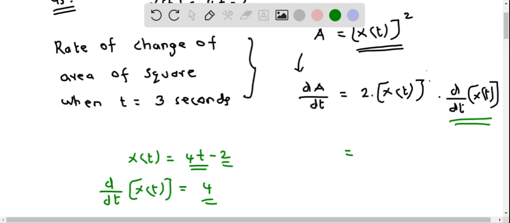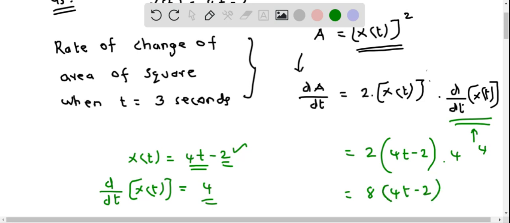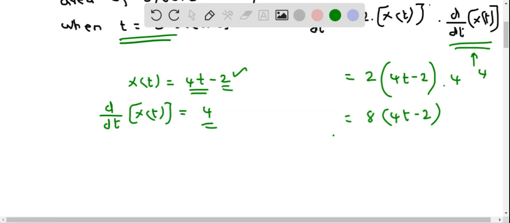And this means we can replace it over here. This quantity equals 4. So therefore this becomes 2 times, now replace the x of t as 4t minus 2, so this becomes 2 times 4t minus 2 times 4. So this equals 8 times 4t minus 2. Basically, this is the expression for the rate of change of area of the square in terms of t. Now we have to answer the rate of change of area when t equals 3 seconds. And this means we can plug in t equal to 3 into this expression and find the value.